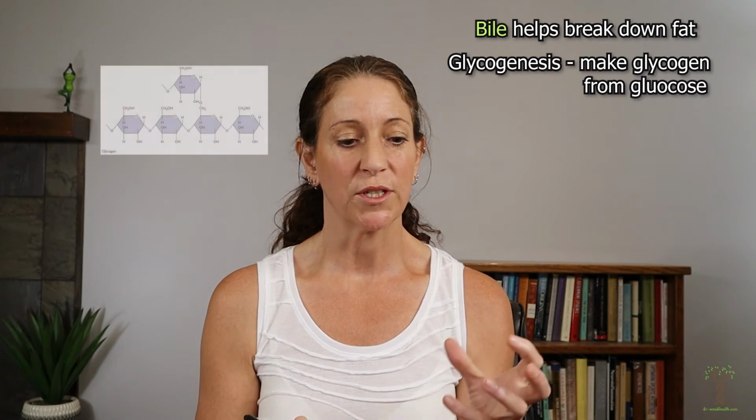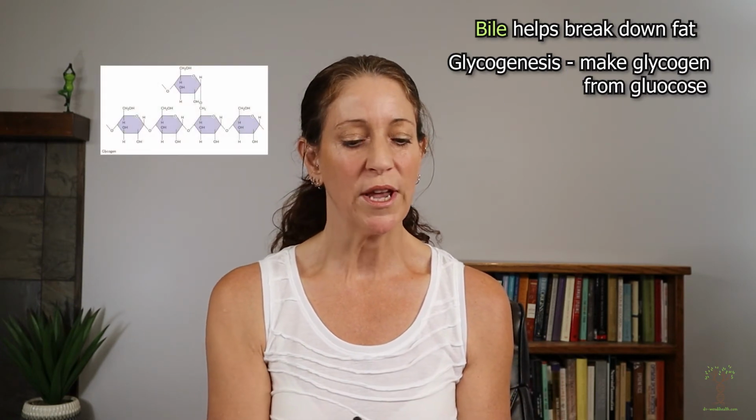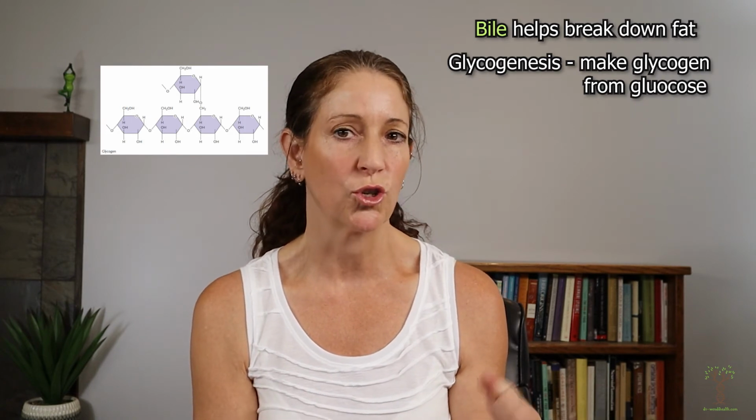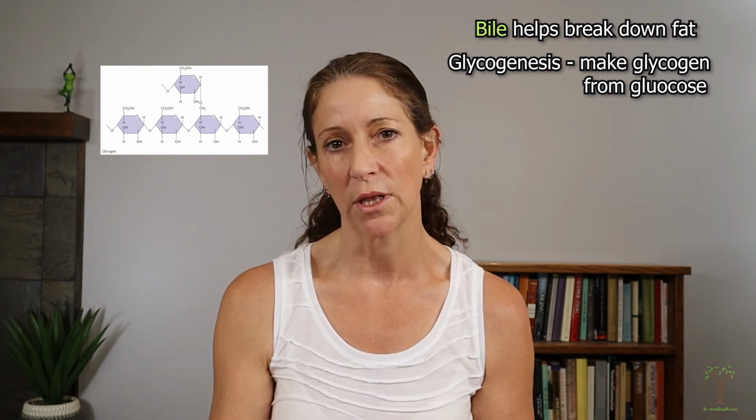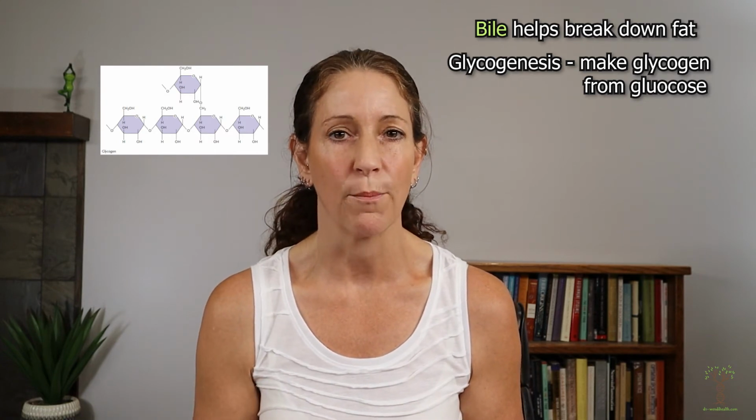During the absorptive phase, one of the things the liver does is called glycogenesis, which is the genesis, or the production, of glycogen. We can convert excess glucose, or sugar molecules, into glycogen. We store glycogen in the liver, and we can also store it in our muscle cells.